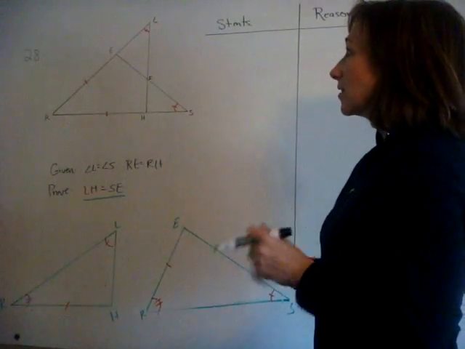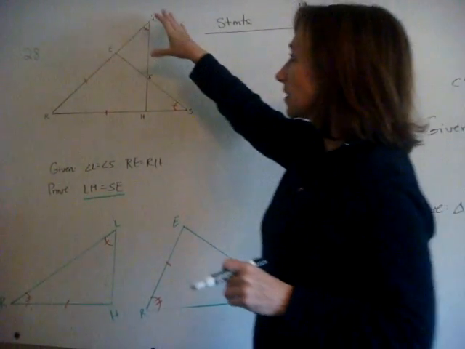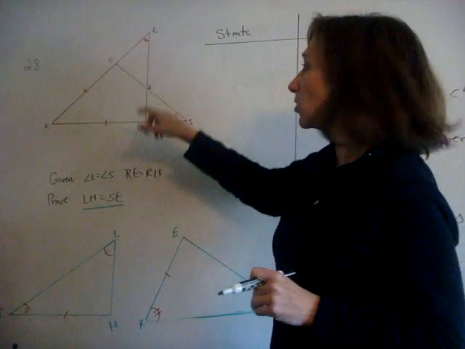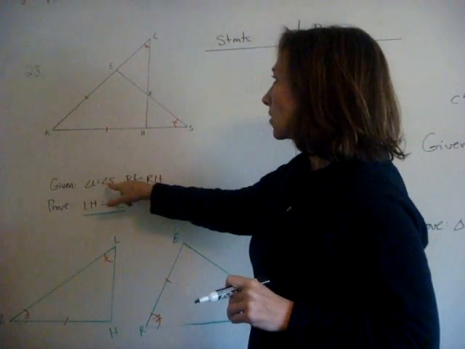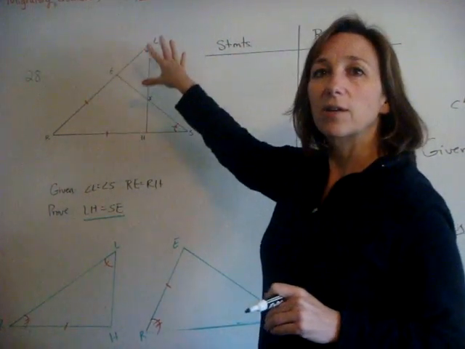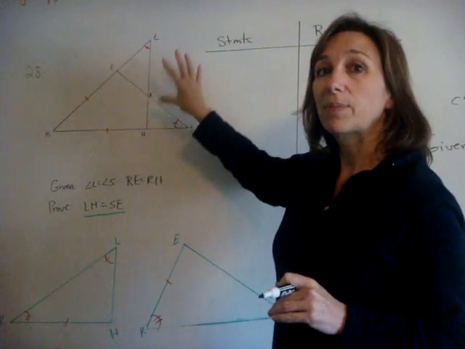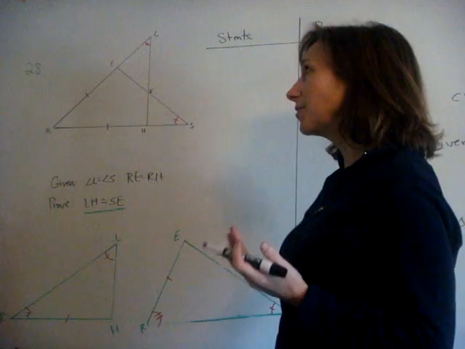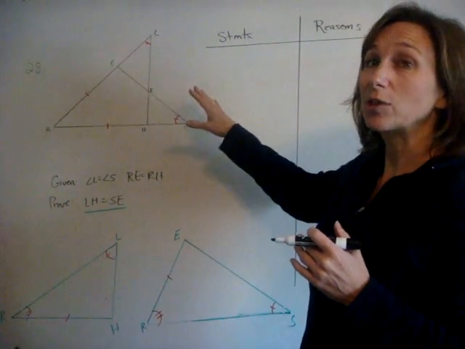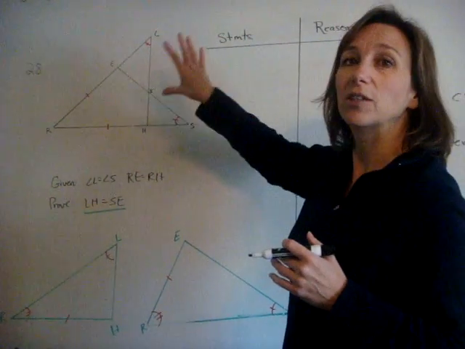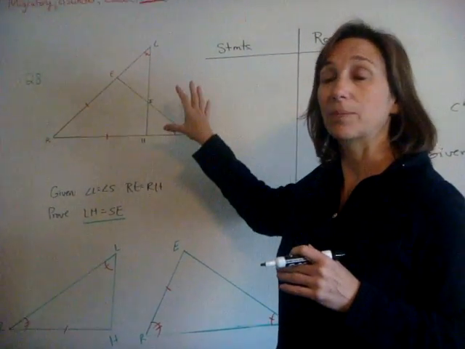So let's try it. This is number 28, and if you look, there are really two overlapping triangles. We're given that angle L equals angle S. First, I always copy down my picture on my paper. You have to do that. I know some of you don't like to copy things down, but it's really important that you copy the diagram onto your paper so that you can mark it all up.